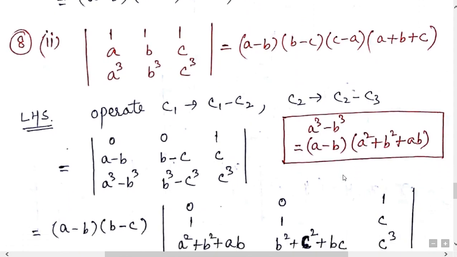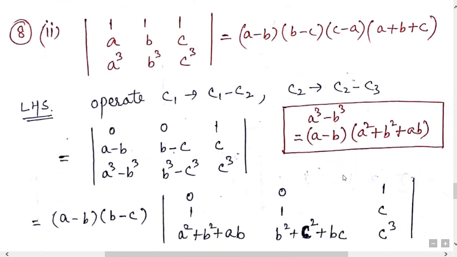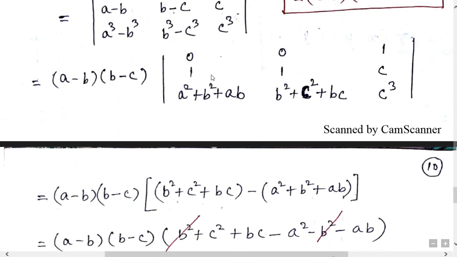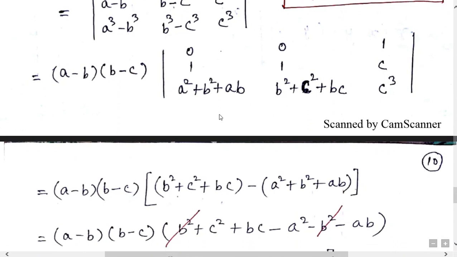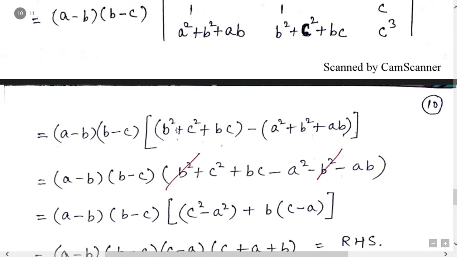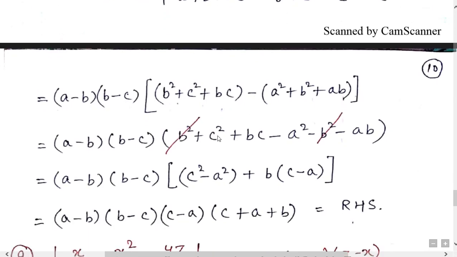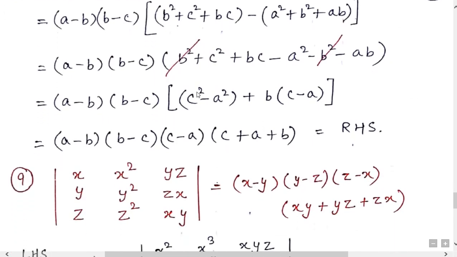Same operations are there in this case. And take common. Now multiply here. Now from here b square plus c square plus bc. From this one cross multiplication: minus a square minus b square minus ab. B square cancel with each other. You can select c square minus a square in one bracket and bc minus ab in the second bracket. Then you can take c minus a common. Inside you can write c plus a from this place and b from this place. That means you will get the answer.